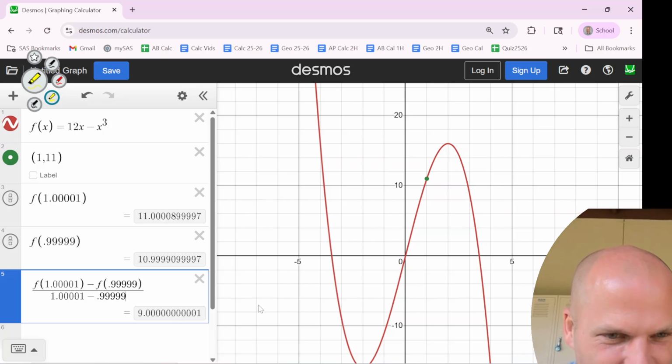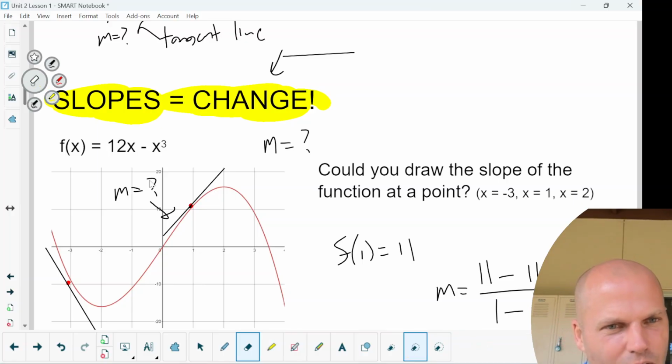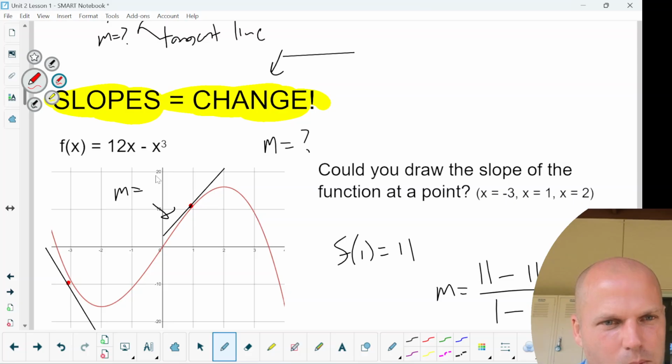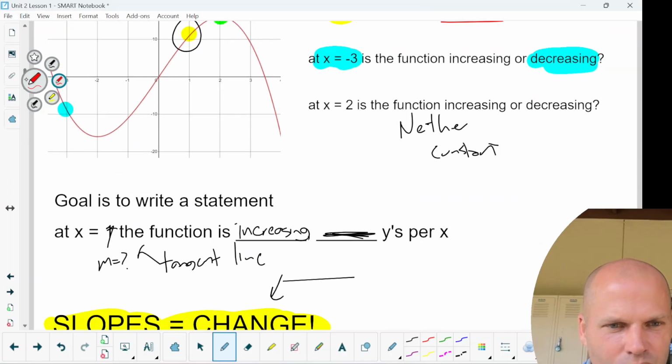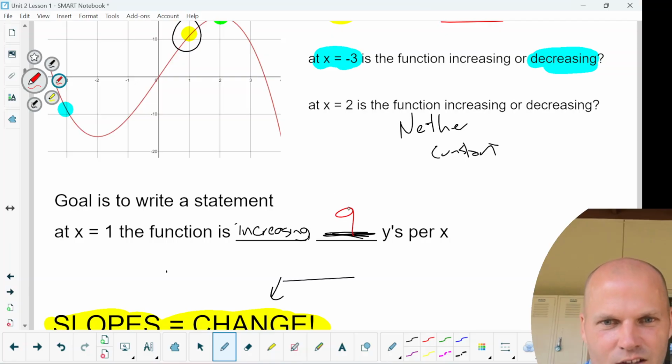So we get 9. Something close to 9. So this is incredible. Because I have a calculator, I actually am able to find that this slope is probably close to 9. And now I can say, oh, at x equals 1, my function is increasing 9 y's per x. Hooray! We just found our first derivative.